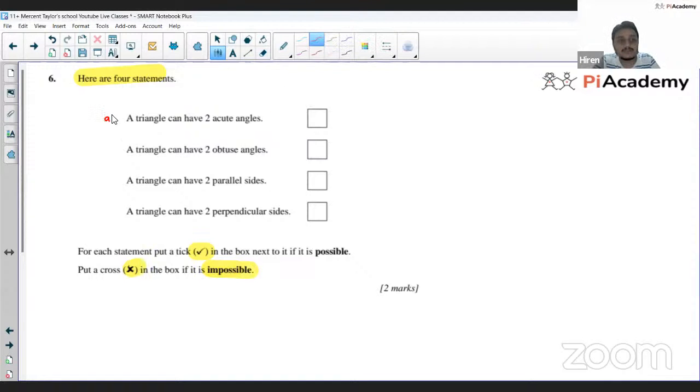I am putting here A, B, C, D. So you can put in the chat A, B is correct or B, C is wrong, like that. Yes, everyone, so do this question. This question is of 2 marks.